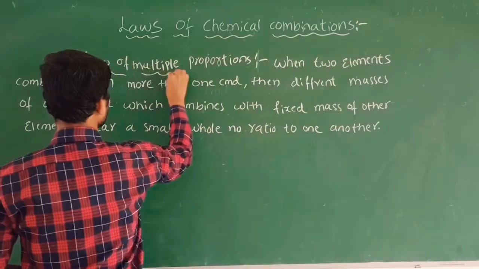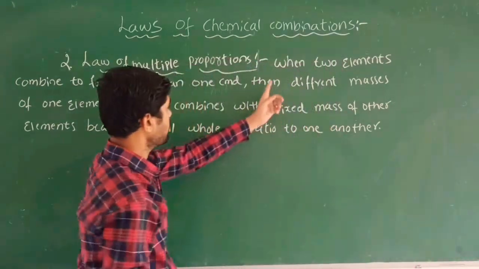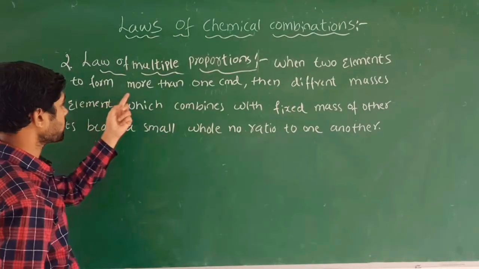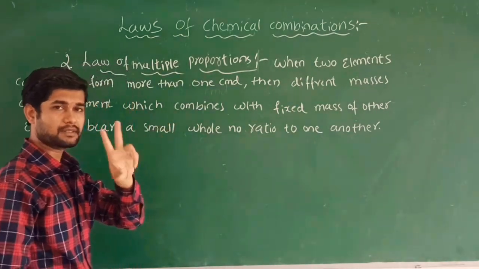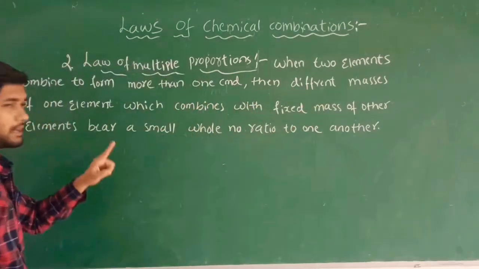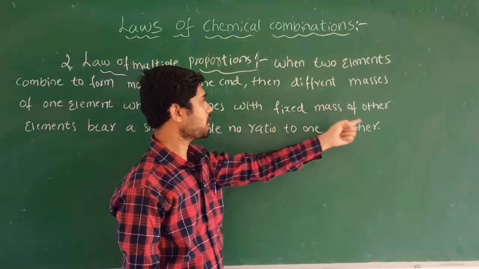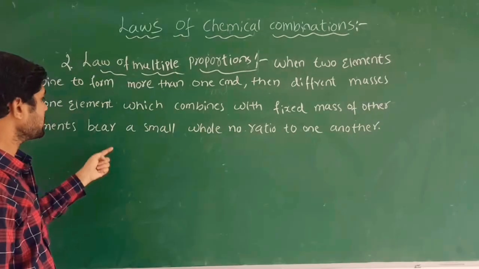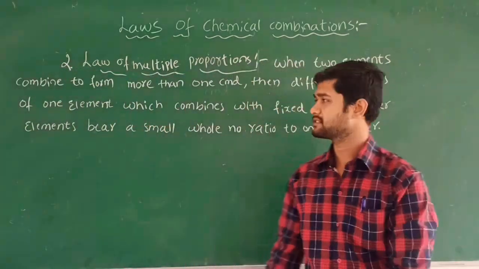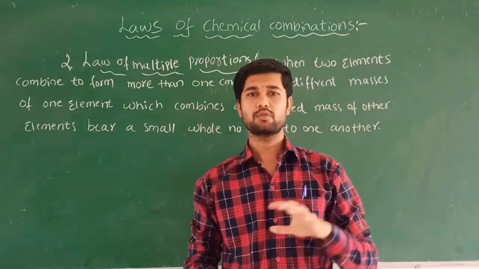Law of multiple proportions. What does it say? When two elements combine to form more than one compound, then different masses of one element which combines with a fixed mass of the other element bear a small whole number ratio to one another. When you see this definition, it is very long and a little bit confusing. So how do we overcome this?